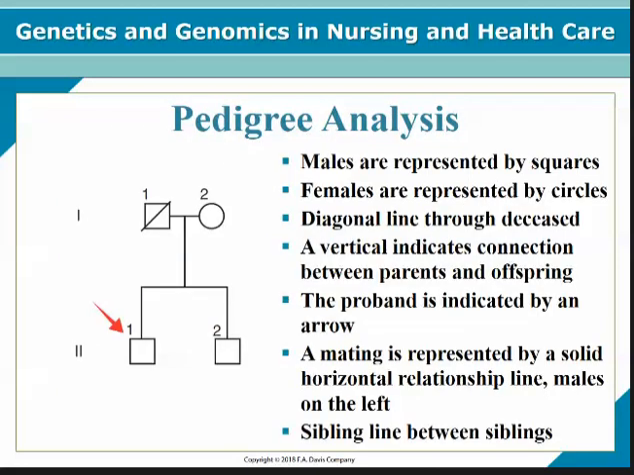In this pedigree, we see that the males are represented by squares and females by circles. A diagonal line through number 1 in the first generation indicates a deceased person. A vertical line indicates a connection between parents and offspring. Your proband is the red arrow, and mating is represented by a solid horizontal relationship line, males on the left. And the sibling line connects siblings.